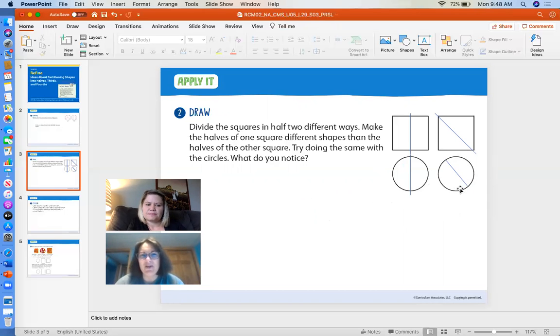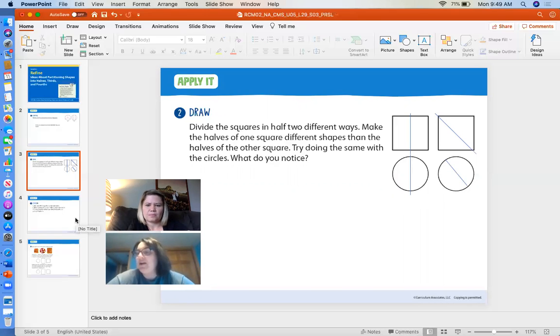The parts are still what? The parts are still equal, even though the lines are going in different directions. So even though you split them into different shapes, you split them into half differently, they're still split into half because they're equal. Yep, exactly.